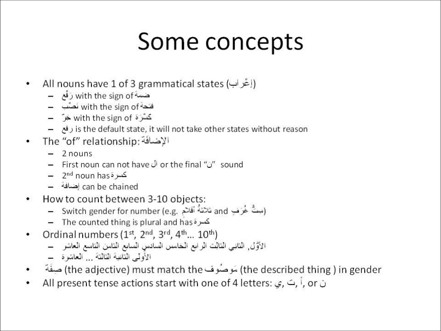And a noun can only have one of three grammatical states. The first one is raf', the second one is nasb, nun sad ba, and the third one is jarr, jim with a ra and a shadda on it. Raf' is the default state. The sign of an ism being raf' is that it has a dhamma at the end. The sign that it has nasb is that it has a fatha at the end. And the sign of jarr is that the noun has a kasra at the end.